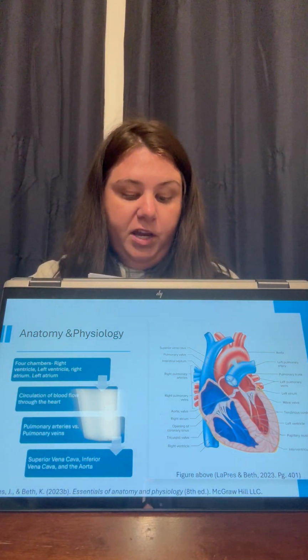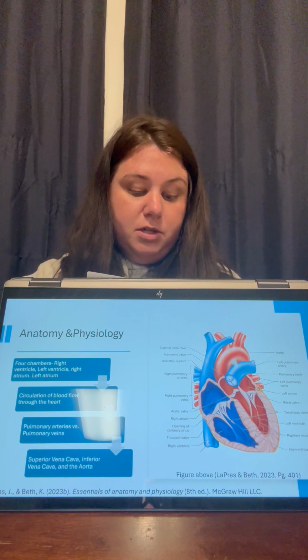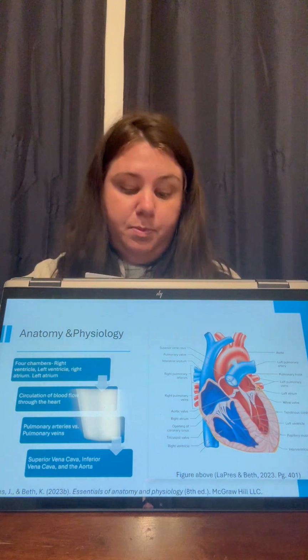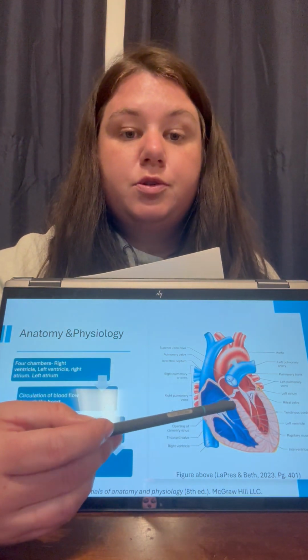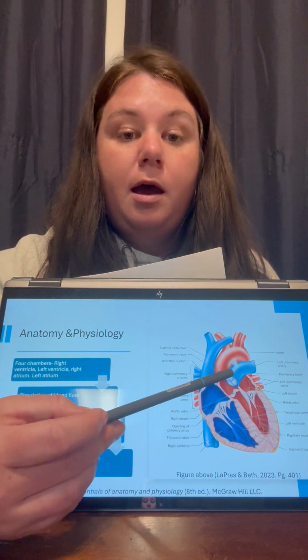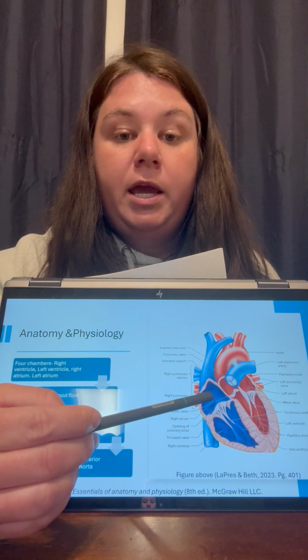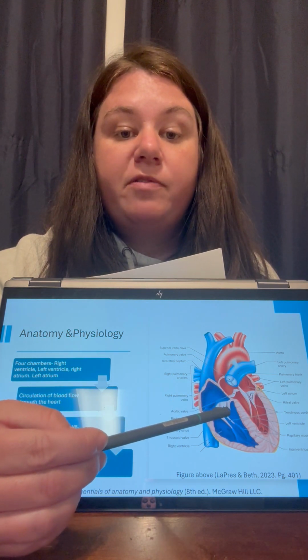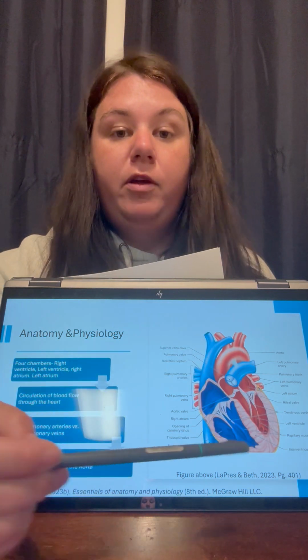The superior vena cava and the inferior vena cava receive deoxygenated blood, which goes into the right atrium through the tricuspid valve and then goes into the right ventricle, which then goes through the pulmonary valve, out the pulmonary trunk into the pulmonary arteries. Here is your right atrium, your tricuspid valve, and your right ventricle. Superior vena cava, inferior vena cava.